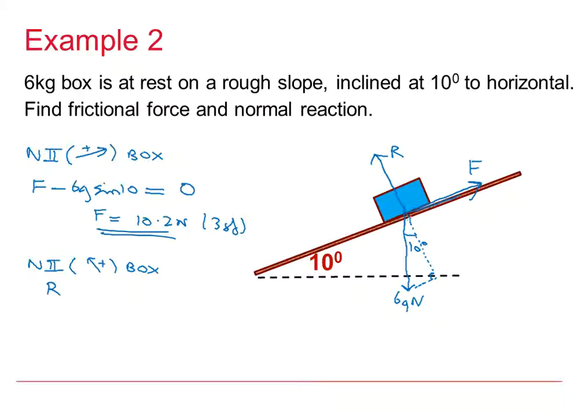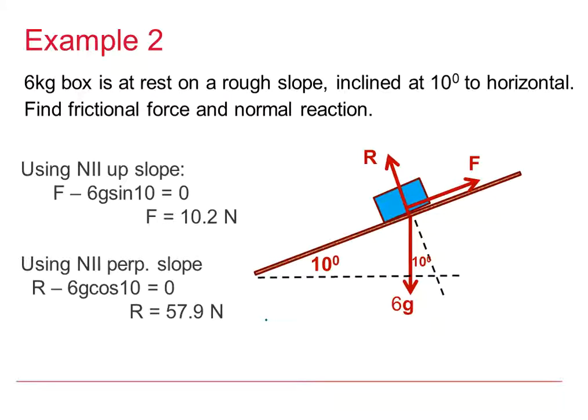But if we look at the 6G, there's a component of 6G acting along this dotted line, and that side of the triangle would be 6G cos 10. That's acting into the slope, so that's a negative component, and that total force must be 0 because of the equilibrium. Solving this for R gives me R equals 57.9 newtons to 3 significant figures. And there's a clear full solution of the method.